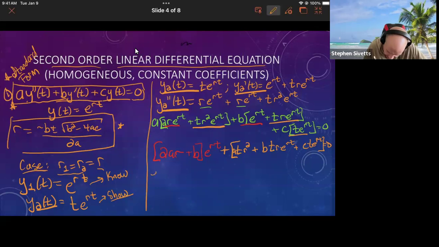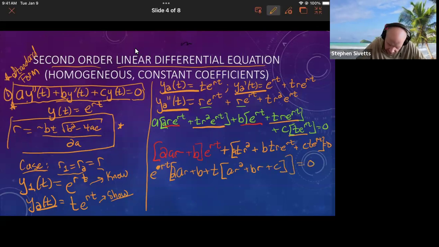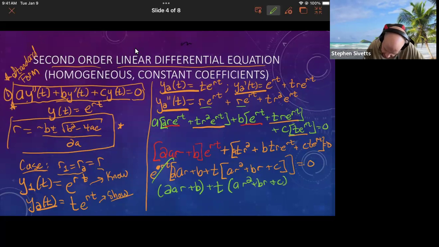So if I factor e to the rt, I will get 2 times ar plus b. And then if I factor out a t in the second quantity, I'll have ar squared plus br plus c. And that equals 0, right? E to the rt is never 0, so we'll divide both sides by e to the rt. So we will get a polynomial in terms of t. So we'll have our constant, which is 2ar plus b, plus t times this quantity, right? Since we have a polynomial in t equal to 0, that means their coefficients have to equal 0.